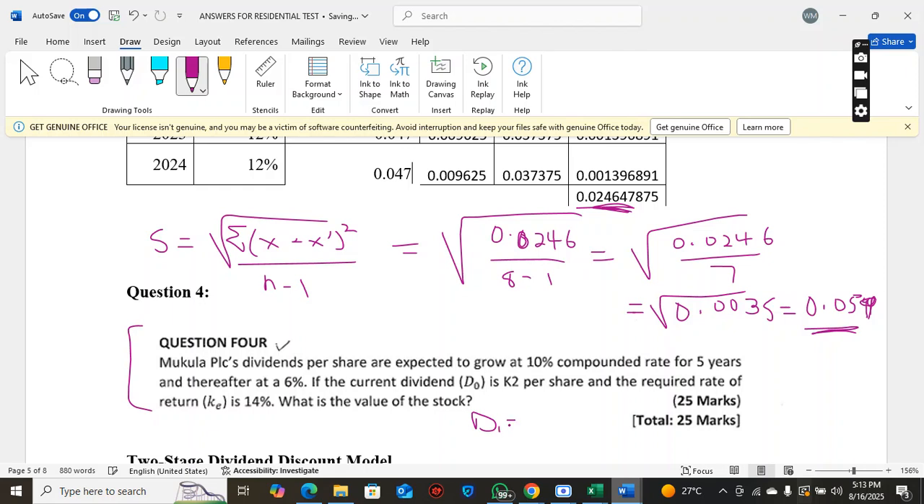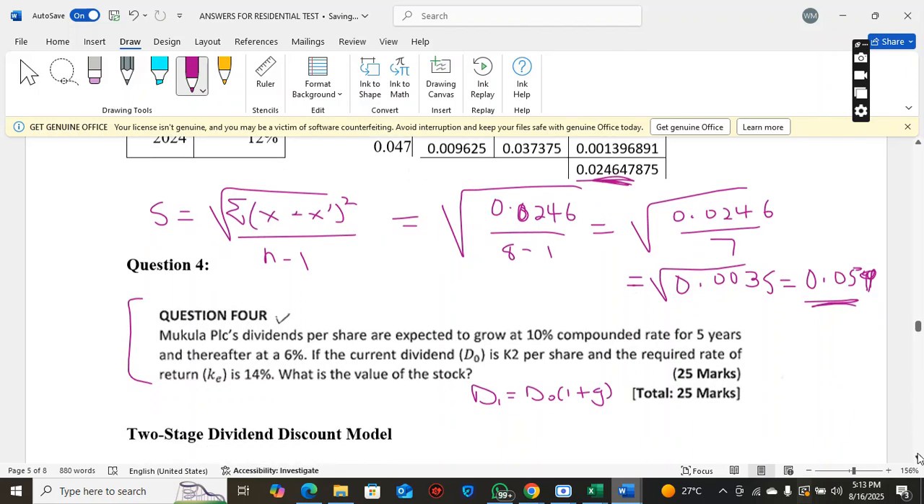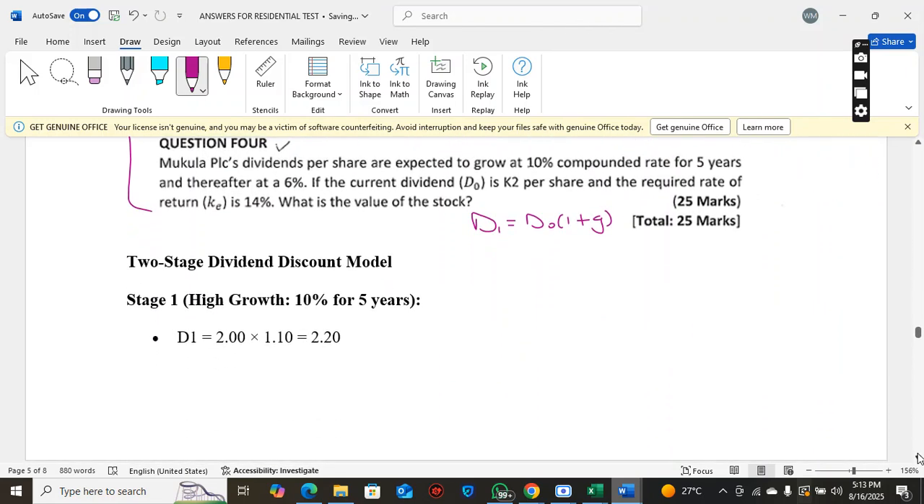No, thank you for your contribution, madam. Okay. This is the formula here. So I believe I've already got the workings here. So D0 is 2 kwacha. 1 plus the growth rate is 10%, so 0.1.